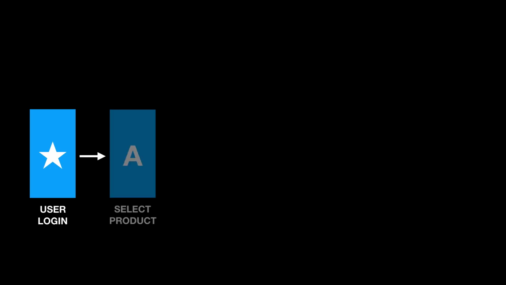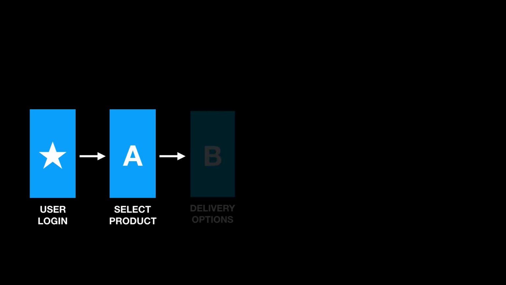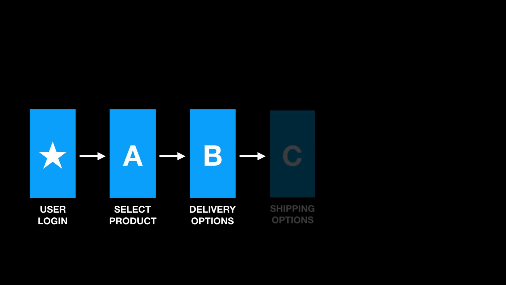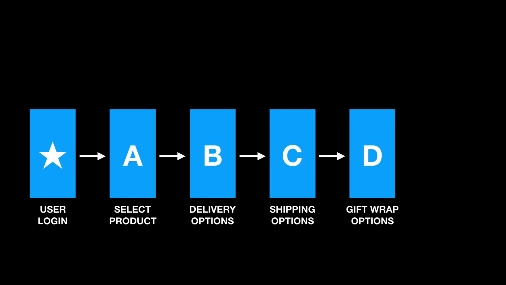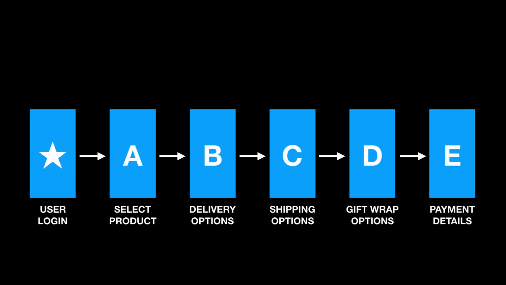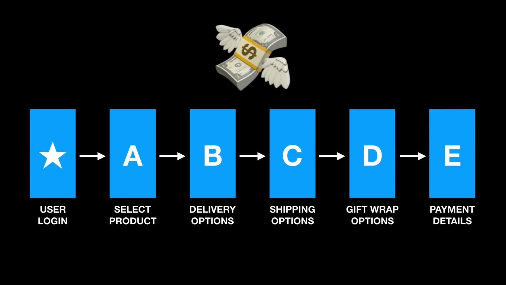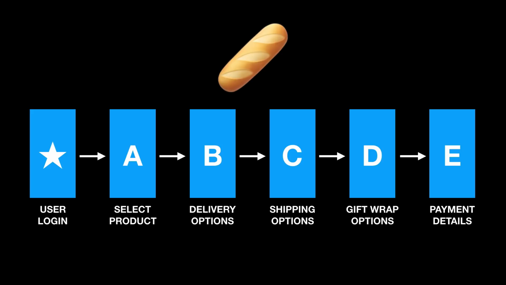Well, not quite. Let's say a user logs into your product and starts browsing your storefront. They select a product to buy in your app. Then you ask them where it should be delivered. Then you ask them what speed of shipping they want. Then you ask them whether they want gift wrapping. Then you ask them to enter the payment details. And finally, boom, you save the order to your server. User 24601 ordered a loaf of artisanal bread to be delivered tonight, with no gift wrapping because, well, it's a loaf of bread.